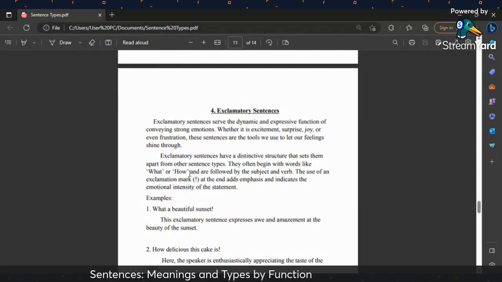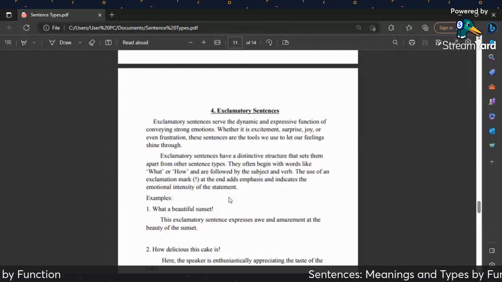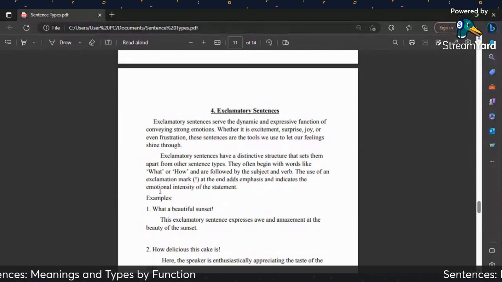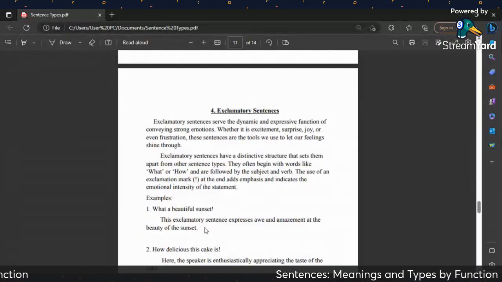It's kind of interrelated. A kind of interplay between the two words. So at the end, they help us with the use of exclamation mark. The exclamatory sentences add emphasis and indicate the emotional intensity of the statement. What a beautiful sunset! How delicious this cake is!